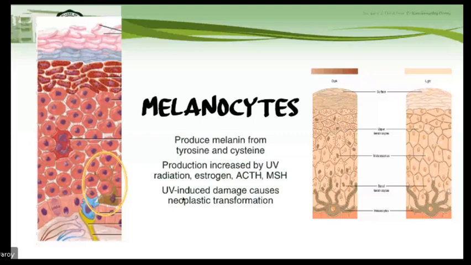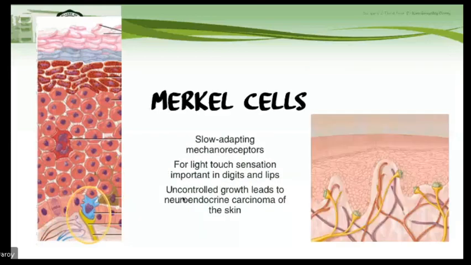Merkel cells are slow-adapting mechanoreceptors essential for light touch sensation. They are typically aggregated among the basal keratinocytes in areas where light tactile sense is needed, such as your digits, your lips, and the bases of some hair follicles. The Merkel cells have expanded terminal discs in the basolateral portion of the cell, and these can come in contact with afferent unmyelinated nerve fibers that communicate with the central nervous system.